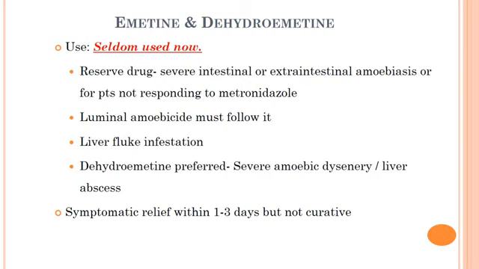Uses: they are rarely used nowadays. It is a reserve drug for severe intestinal or extraintestinal amoebiasis or patients not responding to metronidazole. A luminal amoebicide must follow it. Also used for liver fluke infestation. Dehydroemetine is preferred over emetine for severe amoebic dysentery and liver abscess, as it is less cumulative and less toxic to the heart. Symptomatic relief within 1 to 3 days, but they are not curative.